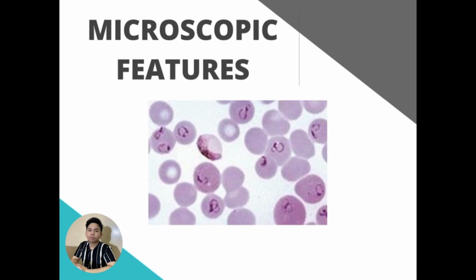So this is a micrograph of the ring form of Plasmodium falciparum, and you would notice the distinct cytoplasmic ring with scanty cytoplasm. You can see here in the central portion of the red blood cells.